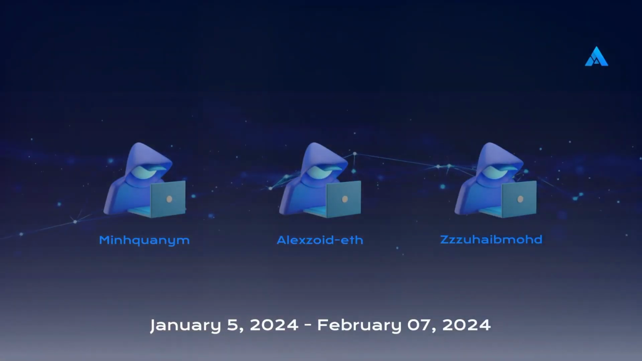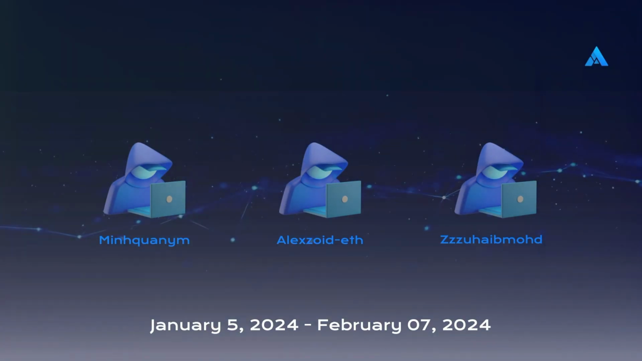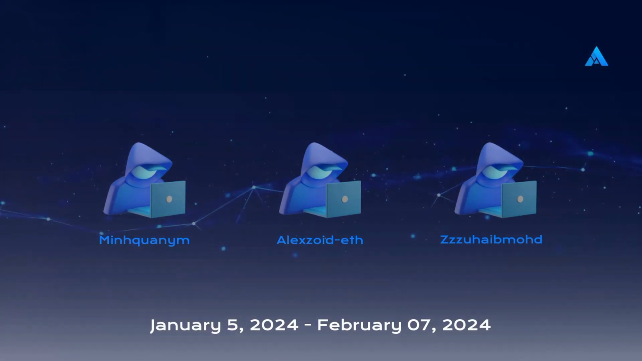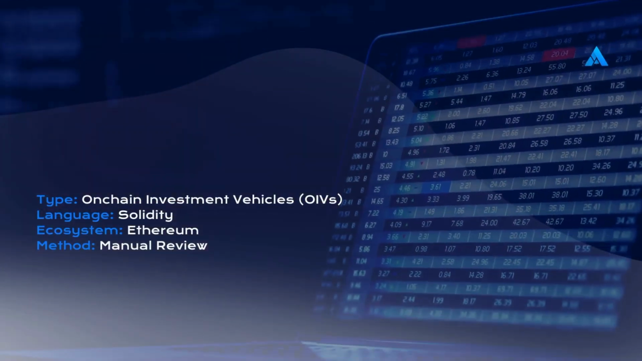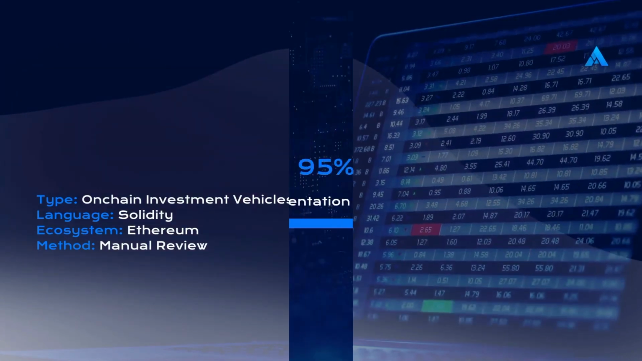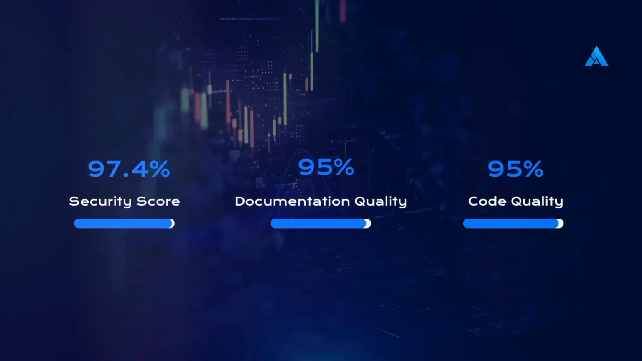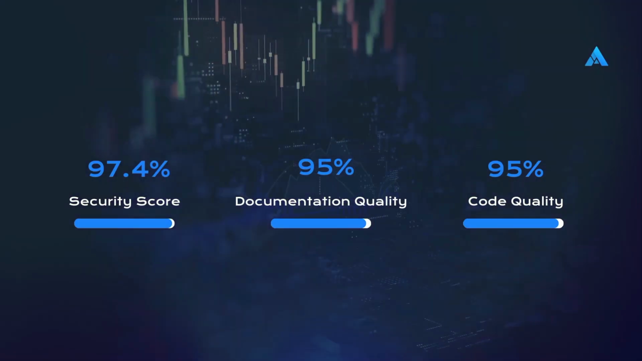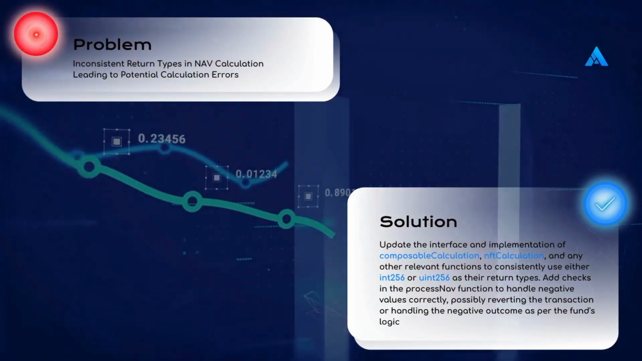Rethink Finance smart contracts were audited between January 5, 2024 and February 7, 2024 by Min Kwanim, Alexoid Eth, and Zhu Haibmod. Manual analysis was carried out on the code base provided by the client and finished with the following results: security score 97.4%, code quality 95%, and 95% for documentation quality. The following findings were reported to the client.